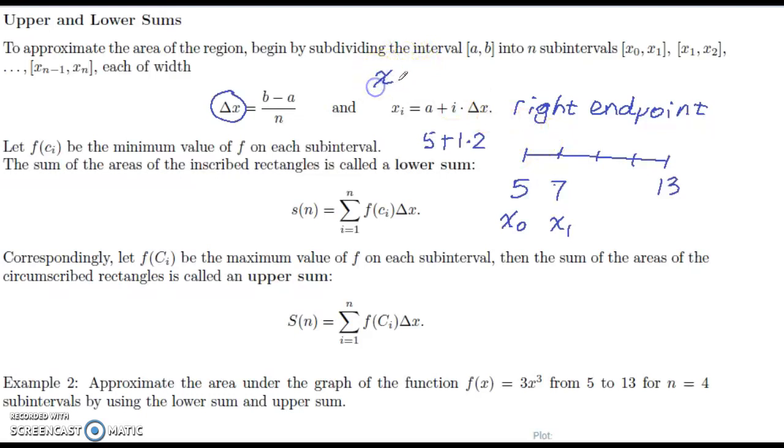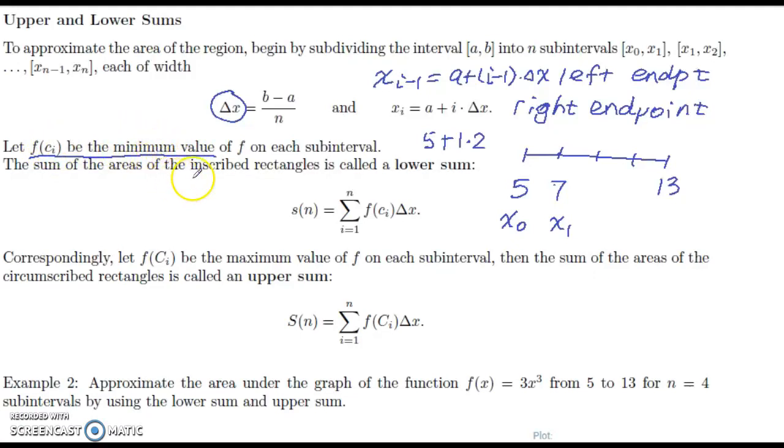And what is the left endpoint in this case? The left endpoint is the same, a plus, but instead of subscript i, it is subscript i minus 1, so you just replace i by i minus 1 times delta x. These are the left and right endpoints, and in each subinterval, we define c sub i to be the number such that f of c sub i gives you the minimum value.